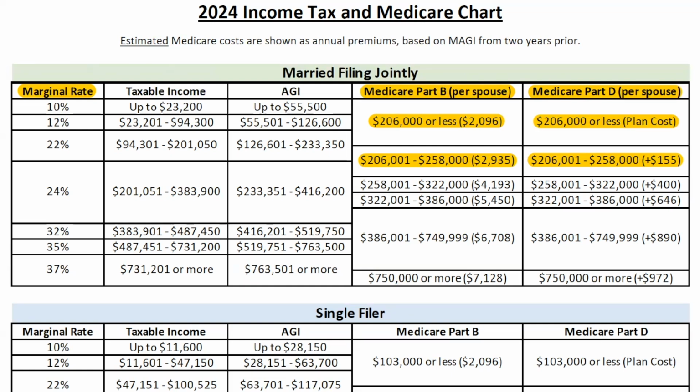IRMAA is one of those good problems to have, meaning your premiums are increased, but are affordably within 2% of your annual income. For more information about Medicare and its various costs, Medicare.gov actually offers fantastic resources, including its Medicare and You handbook, which I've linked below.